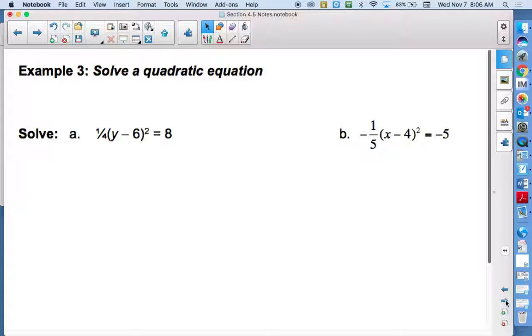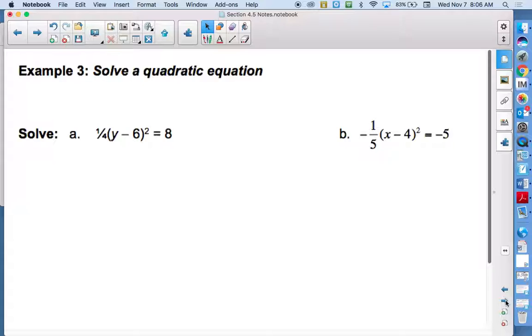And right now we have 1/4 times y minus 6 squared. So those two are right now in parentheses squared. And it's equal to 8. Kind of looks like vertex form a little bit here. We're going to try and solve this. How do you think you try and solve this problem?